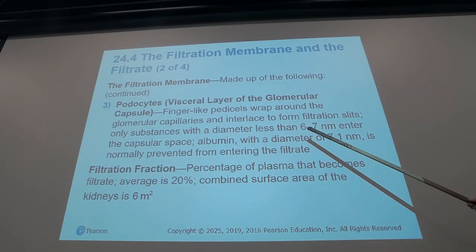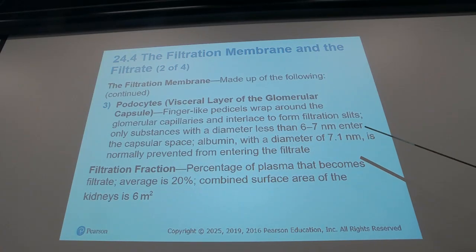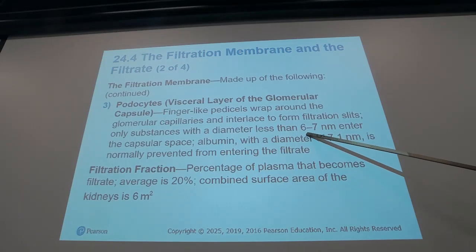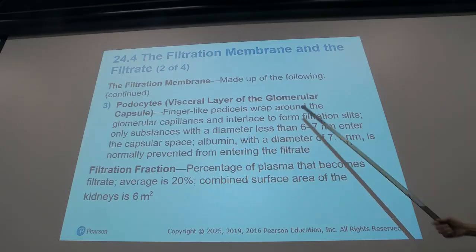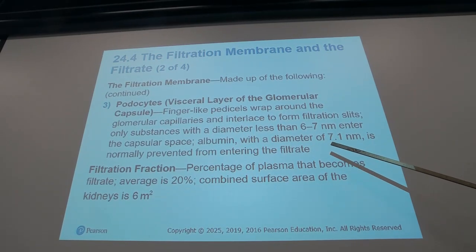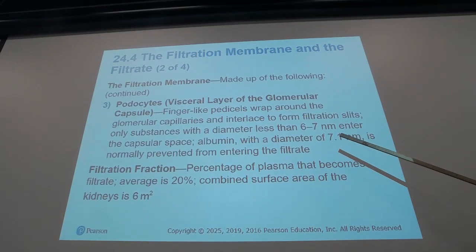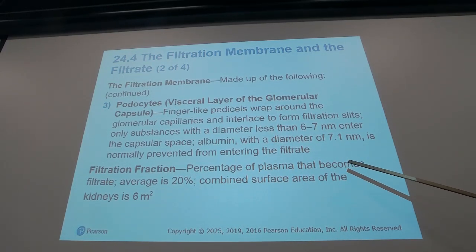Now the next part, the visceral layer of the glomerular capsule, the podocytes with these pedicels, they prevent molecules that are greater than 6 to 7 nanometers in diameter from escaping. Sorry, I was saying that albumin was 10 nanometers in diameter, it's actually 7.1. So albumin shouldn't be in the filtrate, nor red blood cells, white blood cells, platelets, or proteins. Amino acids can go through, but no complete proteins.